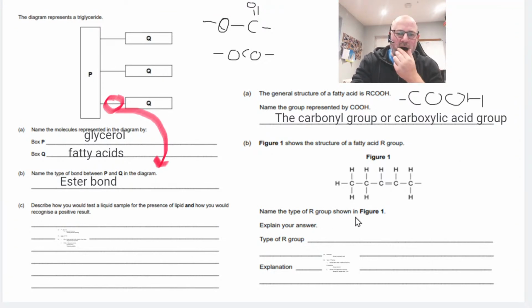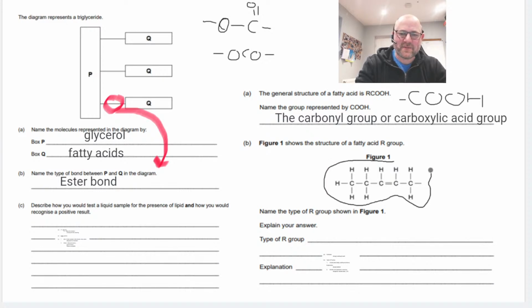Name the type of R group shown in figure 1. Okay, this bit's GCSE as well. You might be saying, what the hell? What could they be on about? What type of fatty acid is this? Fatty acid side chain. This is an R group, which is the chain of a fatty acid, which we can show with an R. Any ideas for this?